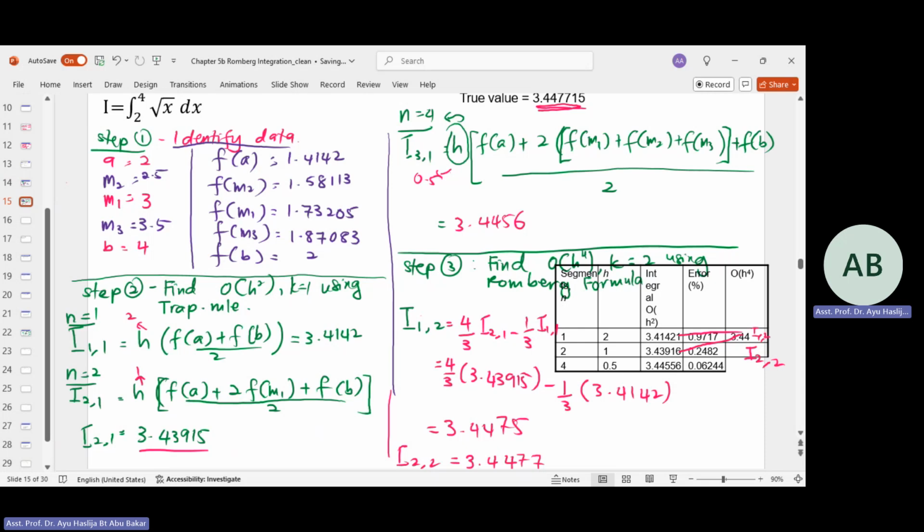You can proceed to level 3, or you can stop here because you already found a value close to the true value. This question doesn't mention until what level.